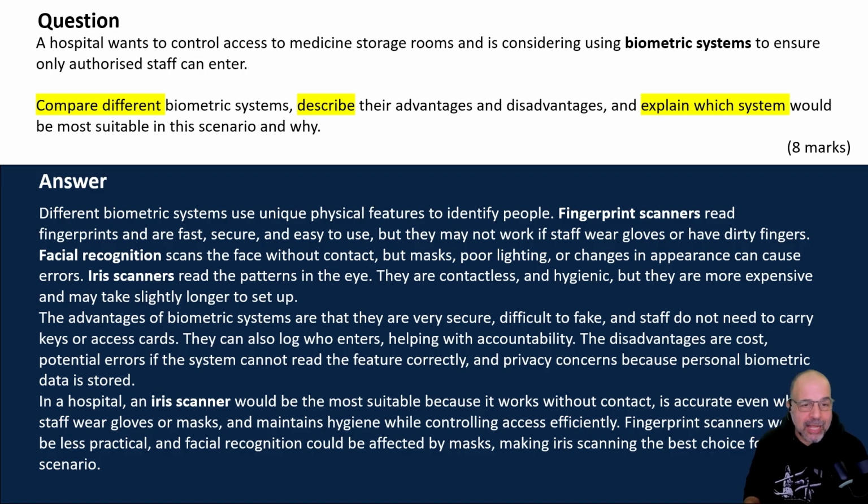Facial recognition scans the face without contact, but masks, poor lighting, or changes in appearance can cause errors. Iris scanners read the patterns in the eye. They are contactless and hygienic, but they are more expensive and may take slightly longer to set up.